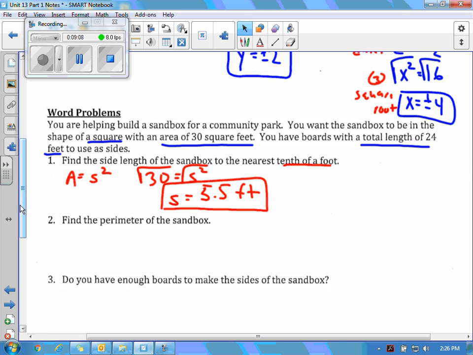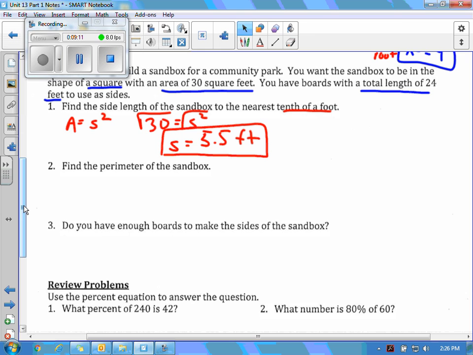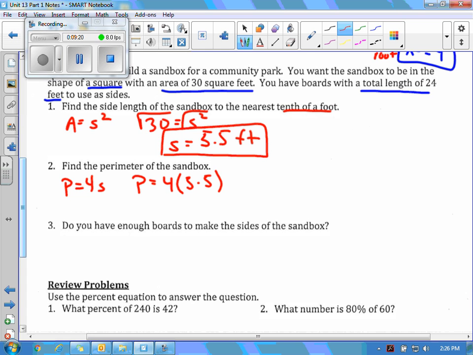The next thing it says is find the perimeter of the sandbox. So for the perimeter of a square, that's just 4 times the side length. So in this case, I'm doing 4 times 5.5. When I multiply those together, I'll get 22 feet. So I have a perimeter of 22. Then the third question says, do you have enough boards to make the sandbox? Okay, so if you look, we have a total of 24 feet of boards. We only need 22, so yes, we have enough.